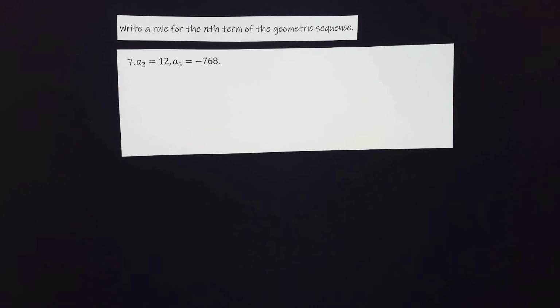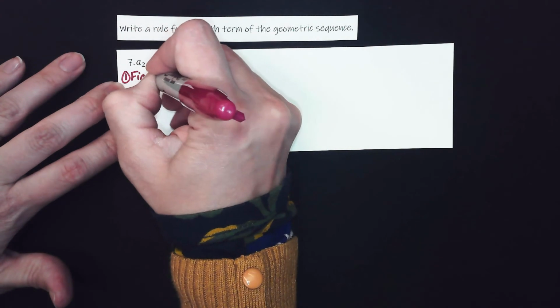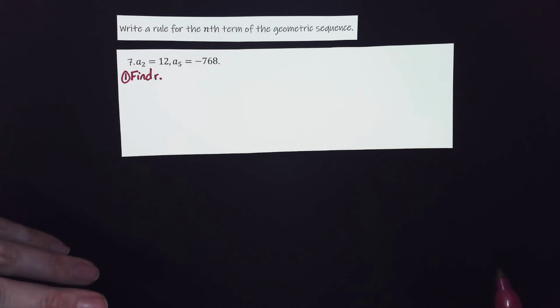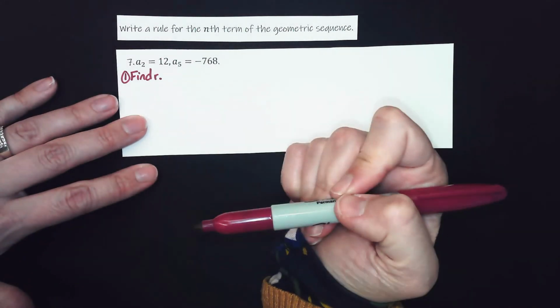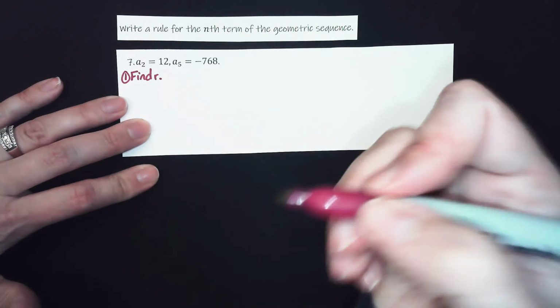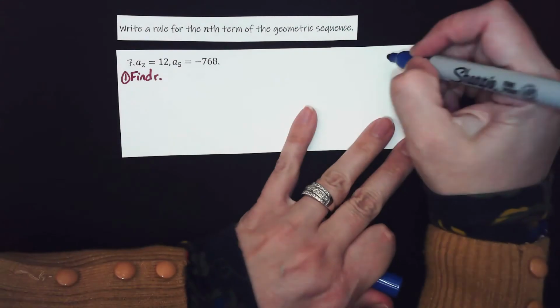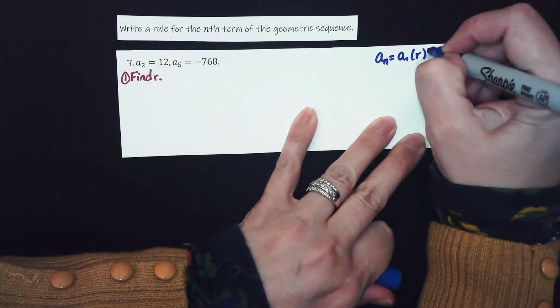Alright, so there's some steps here. We need to find r. That's step 1. I'm going to do this by writing a system of equations. So again, if this is a sub n, then 2 is n, and I'm going to write it into that geometric rule. Let me write the rule down in case we forget: a sub n equals a sub 1 times r to the n minus 1 power.